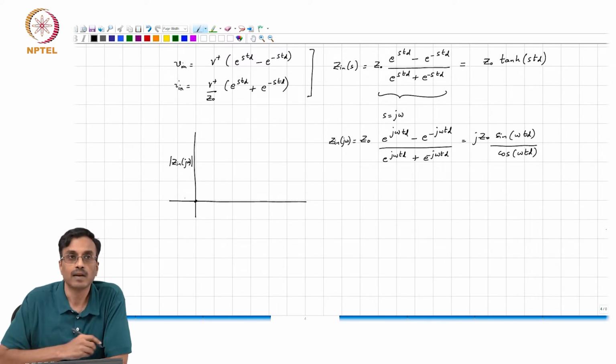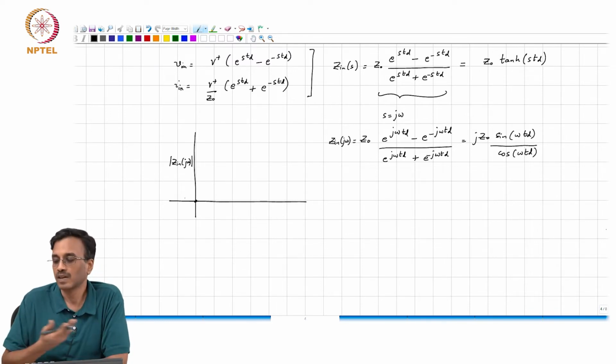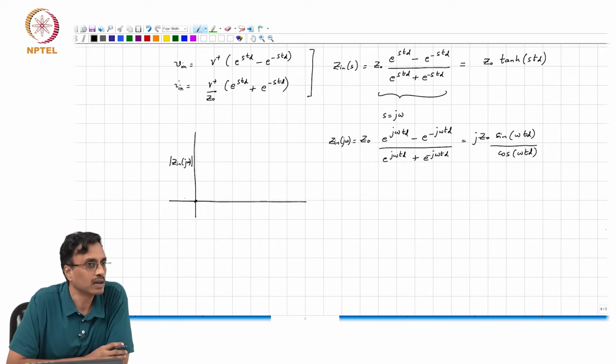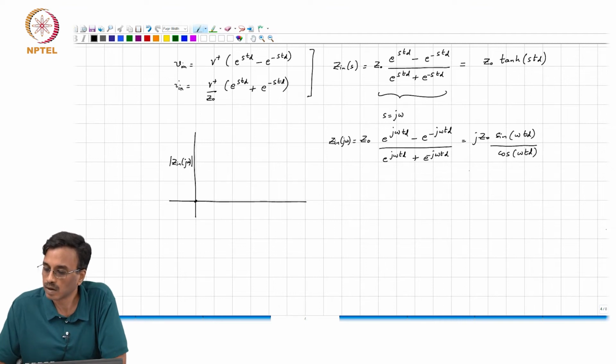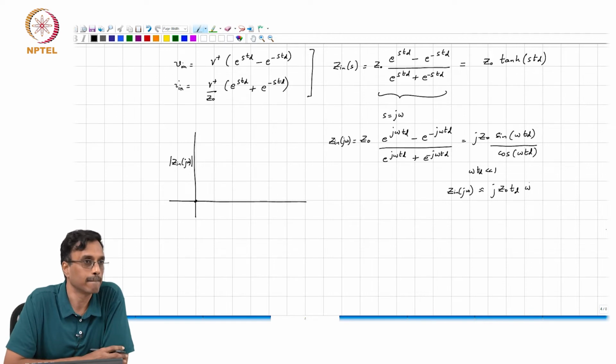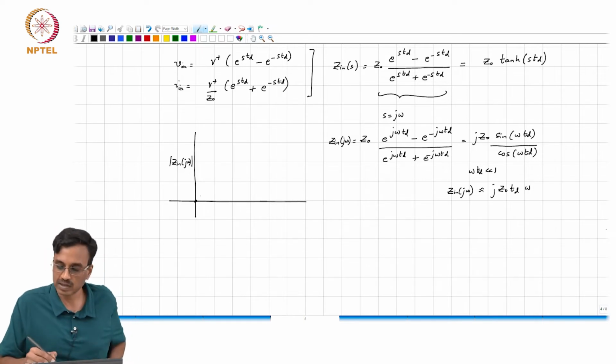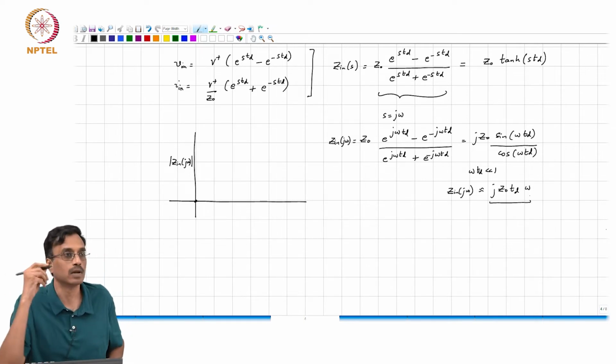Well, for small omega, what do you see? Well, it's Z naught times tan omega Td, with omega Td much smaller than 1. Z in of j omega is approximately j Z naught Td times omega. All right. So, what does this remind you of?